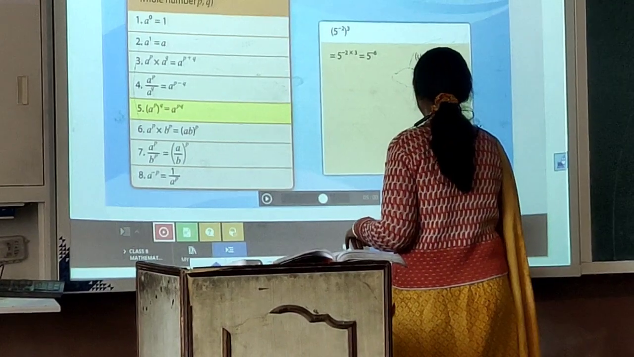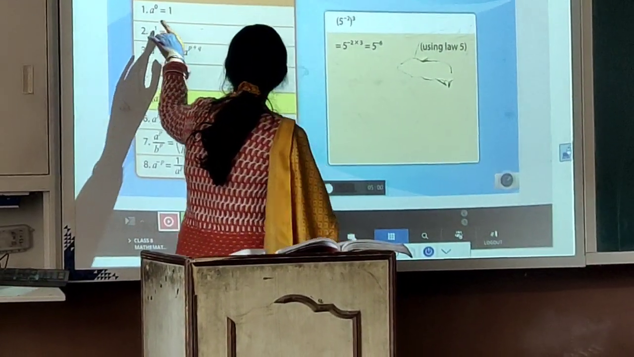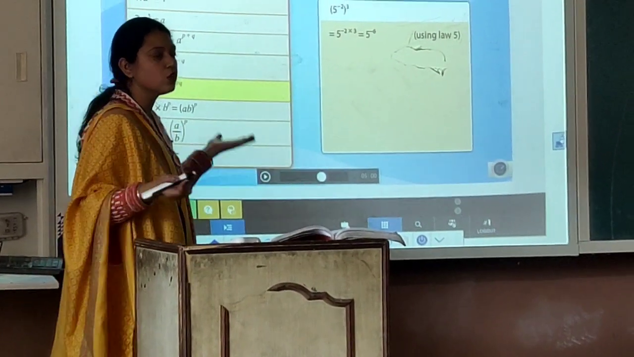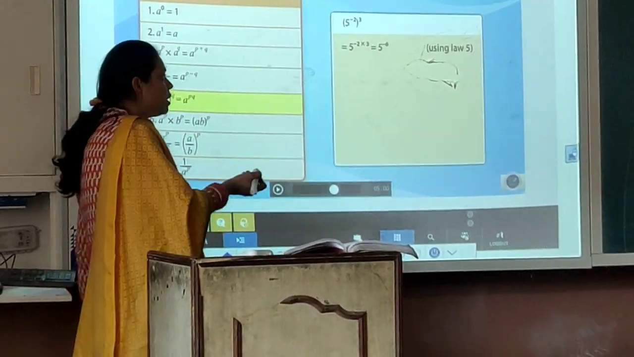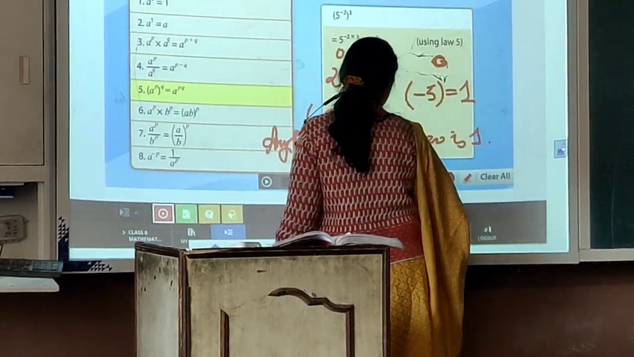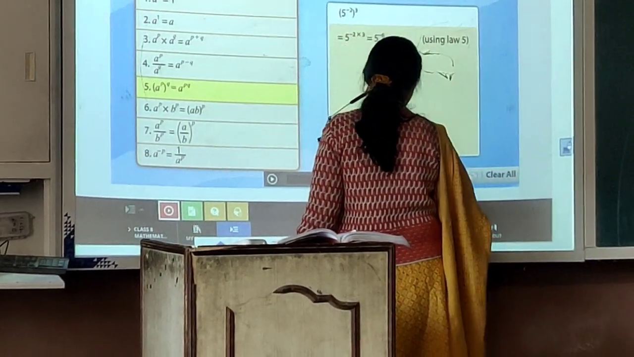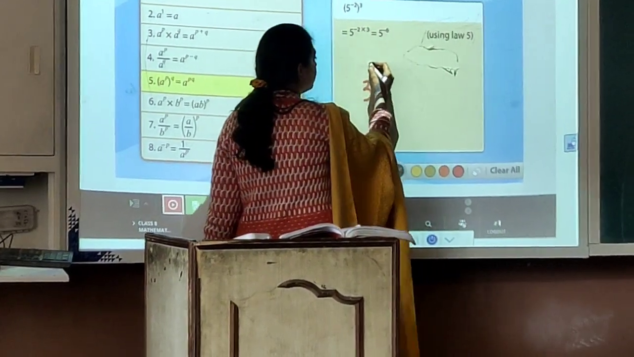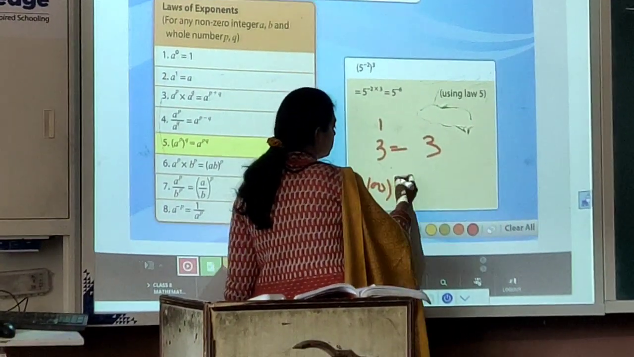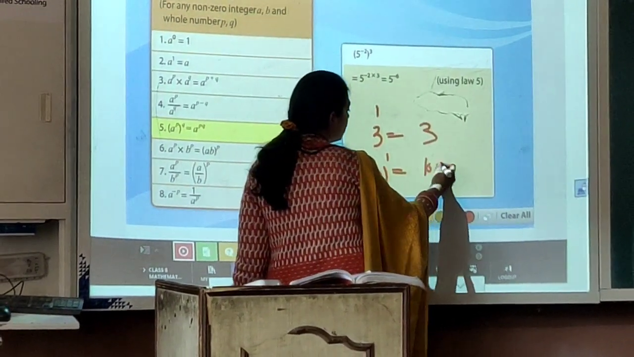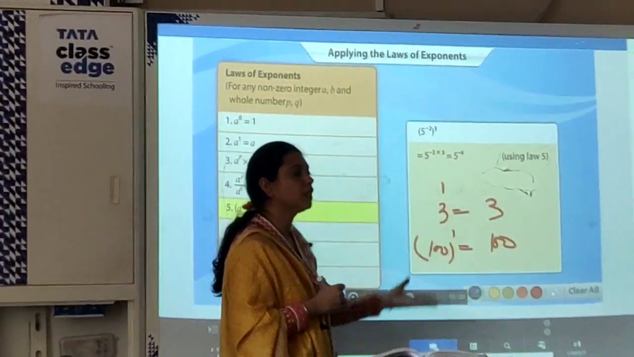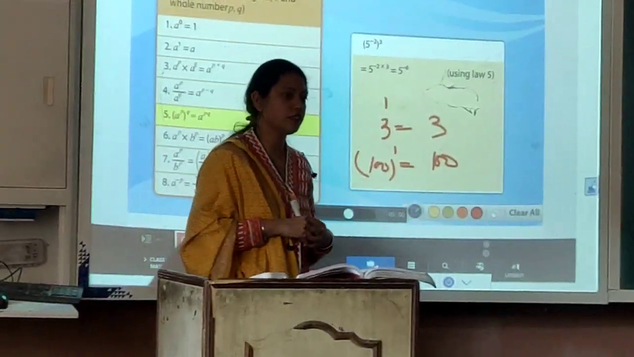Second one. A raised to power 1 is equal to A. One power is the number itself. So A is equal to A. For example, we have 3 raised to power 1. Again, 100 raised to power 1 is again 100. Ready? Whenever you have power 1, the number is itself.